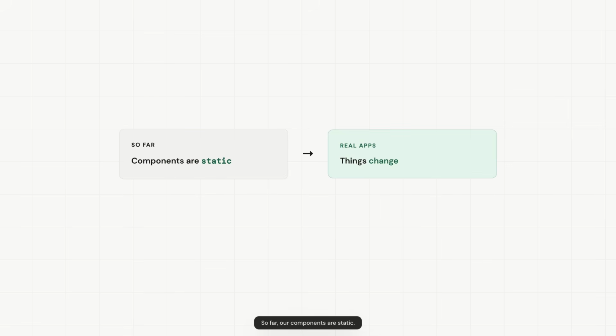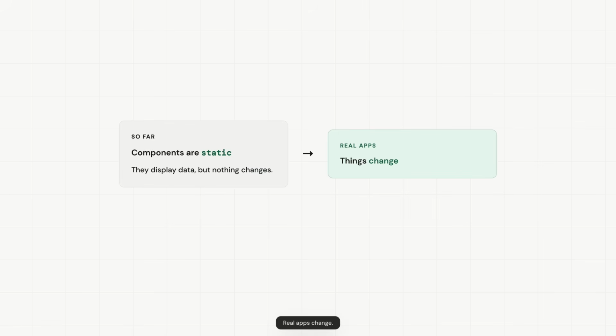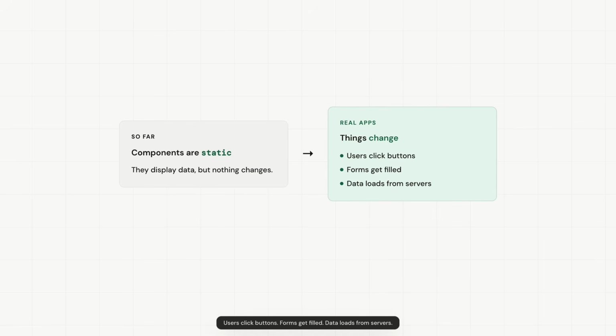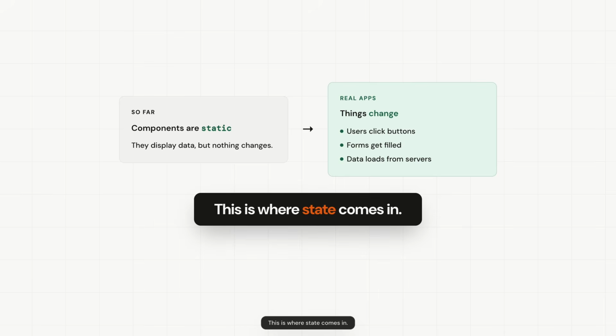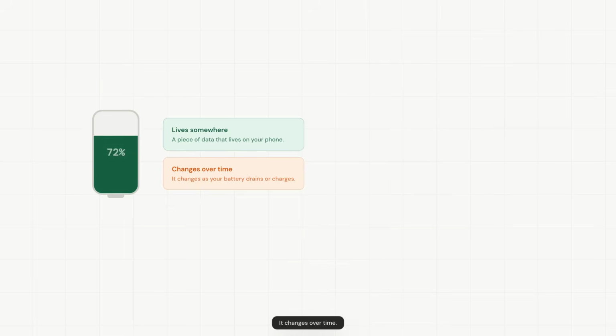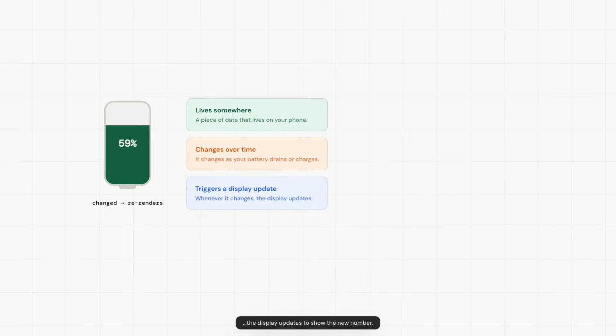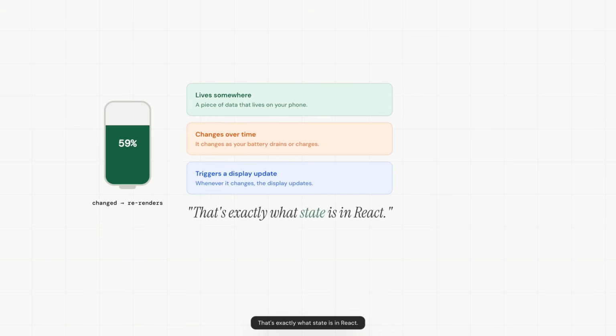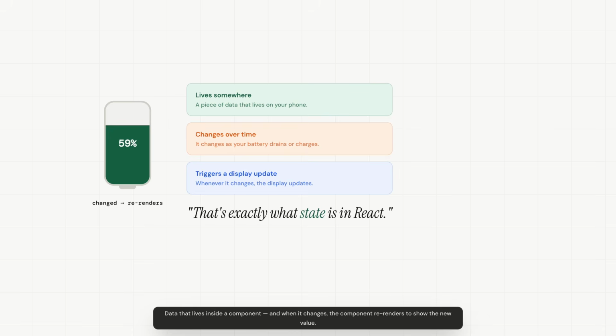So far, our components are static. They display data, but nothing changes. Real apps change, users click buttons, forms get filled. Data loads from servers. This is where state comes in. Think about your phone's battery percentage. It's a piece of data that lives on your phone, changes over time, and whenever it changes, the display updates to show you the new number. That's exactly what state is in React. Data that lives inside a component, and when it changes, the component re-renders to show the new value.